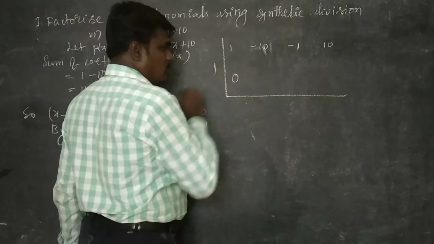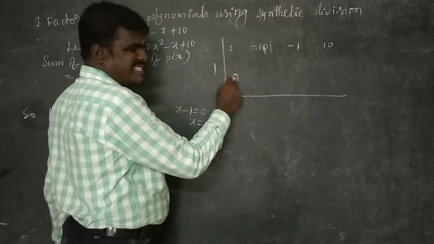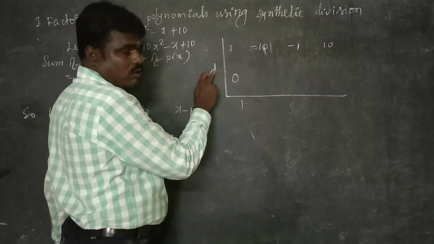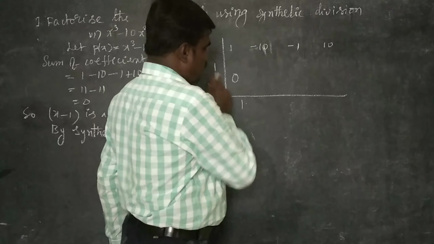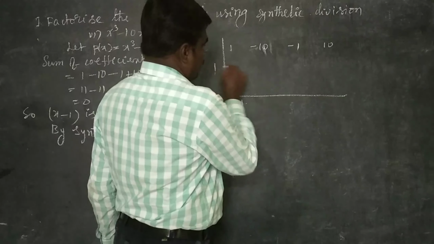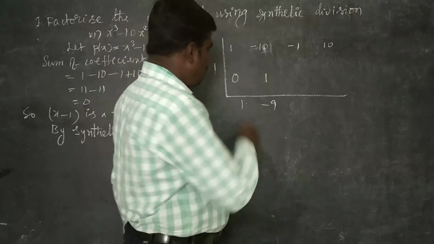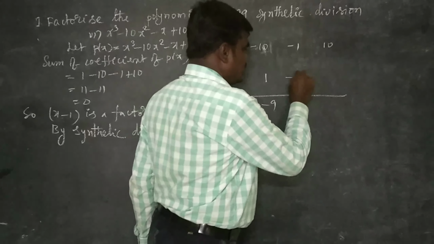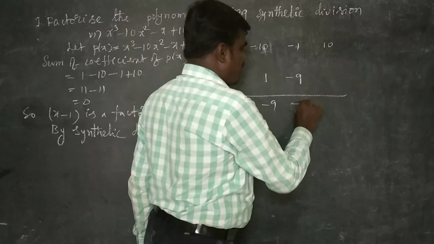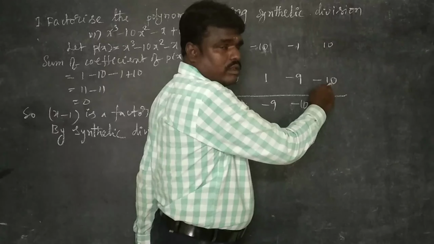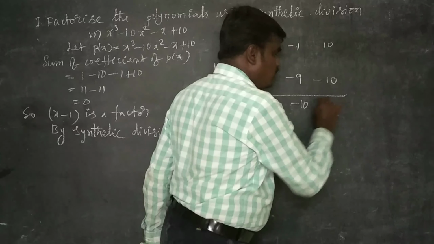Bring down 1. Then 1 plus minus 10 is minus 9; 1 into minus 9 is minus 9. Then minus 1 plus minus 9 is minus 10; 1 into minus 10 is minus 10. Then 10 plus minus 10 simplifies to 0.